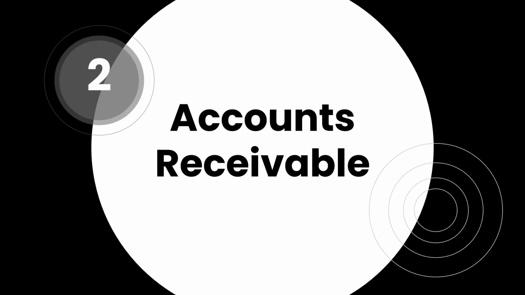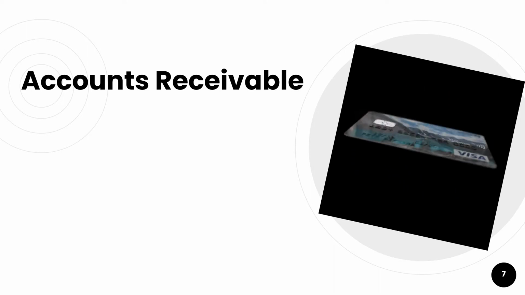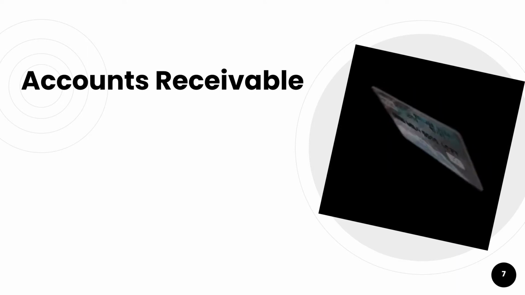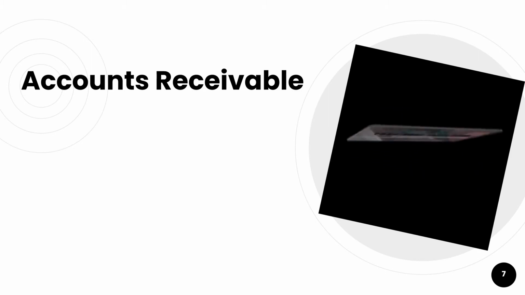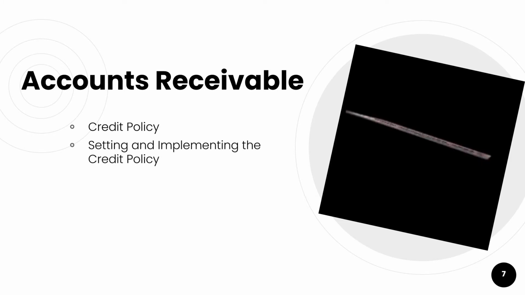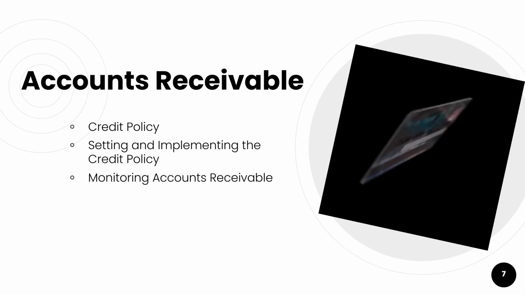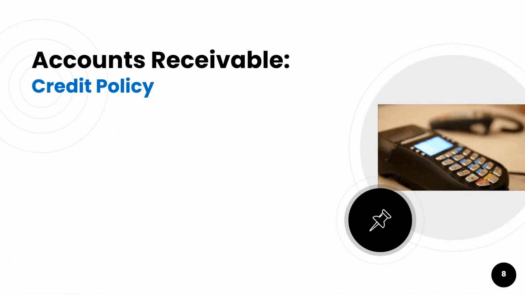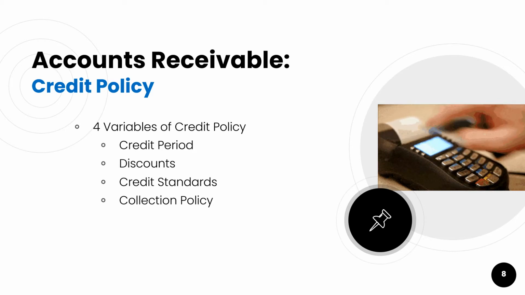We now move on to accounts receivable. We know that a big part of a company's sales are on credit. That is why it is important for us to discuss three important features of managing accounts receivable. These are credit policy, setting and implementing the credit policy, and monitoring accounts receivable. For the first feature of credit policy, there are four variables: credit period, discounts, credit standards, and collection policy. We'll look into these variables one by one.